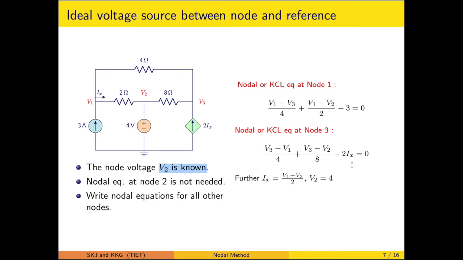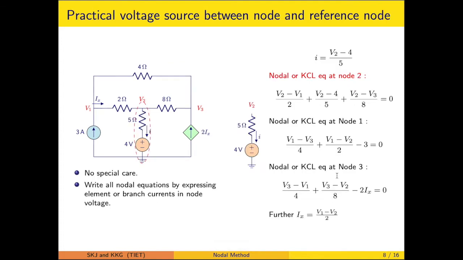These equations are to be written the way we discussed previously. So this is for node 1, this is for node 3. Here the voltage V2 is participating, and that is already specified. So that is 4 volt. So ultimately we will come out with a reduced number of equations.